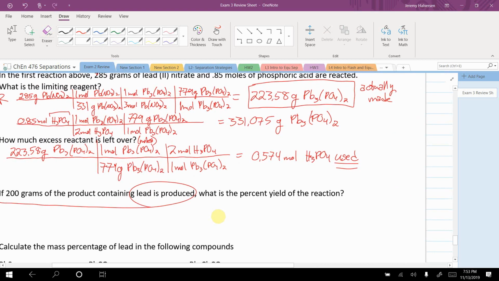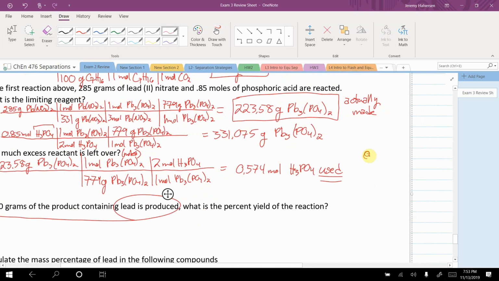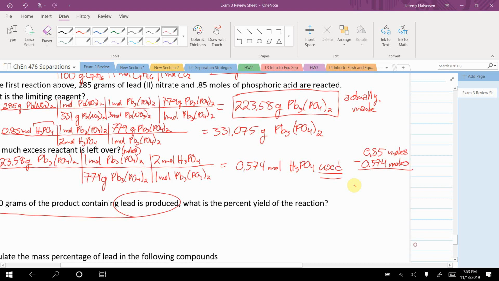So then I just say, well, I started with 0.85 moles. I used 0.574 moles. So I'm left with 0.276 moles. Yeah? Sound good? Sounds good to me too.